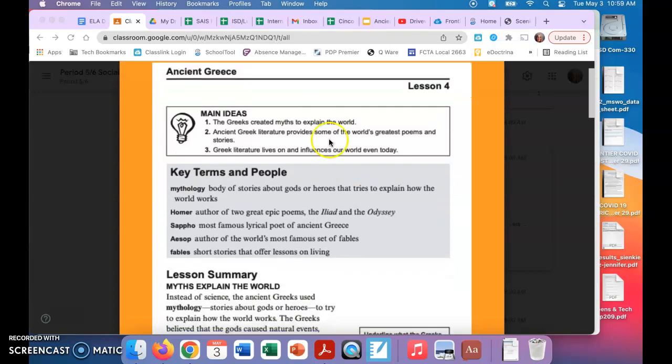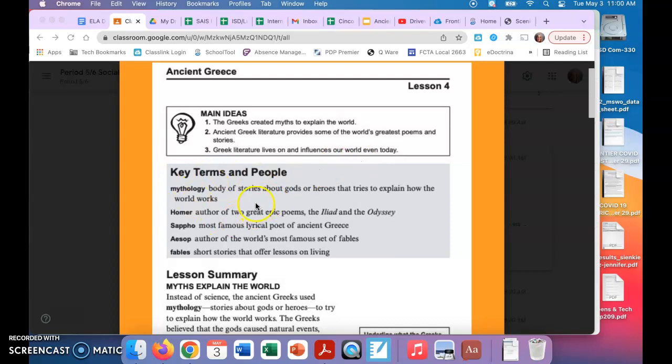We're going to start at the top with the main ideas. Number 1, the Greeks created myths to explain the world. Number 2, ancient Greek literature provides some of the world's greatest poems and stories. And number 3, Greek literature lives on and influences our world even today.